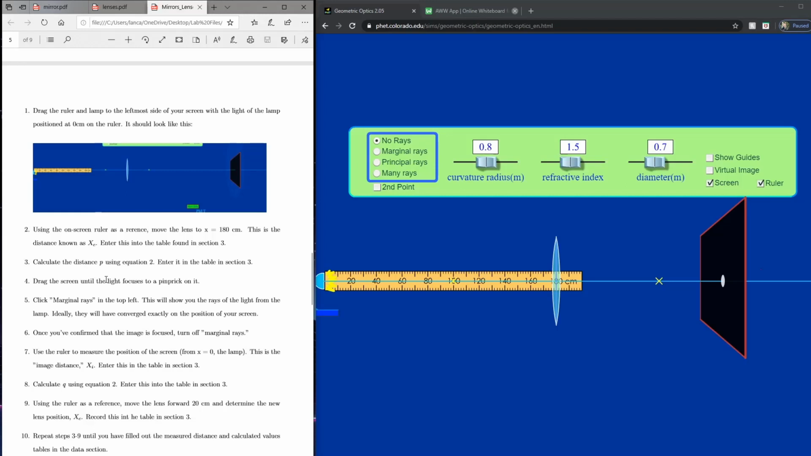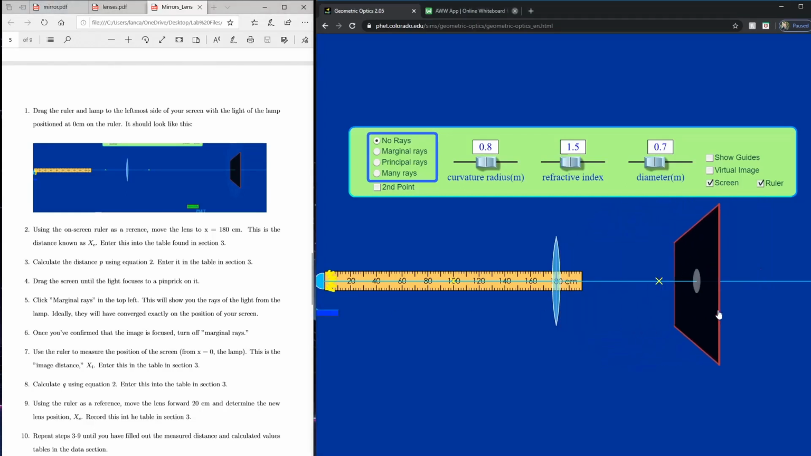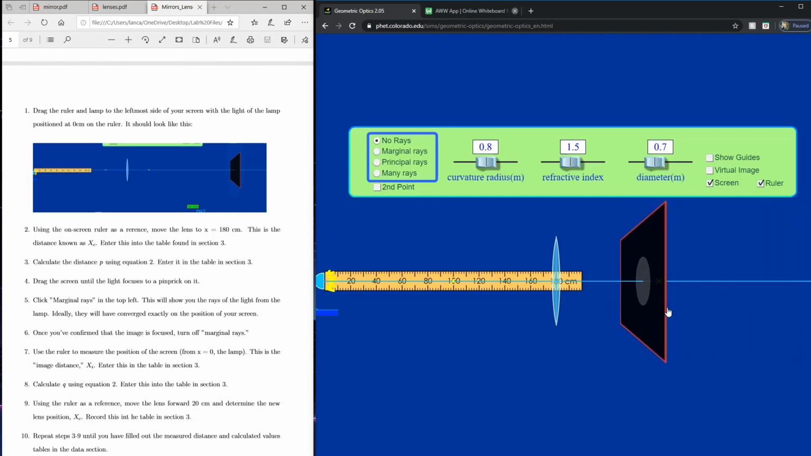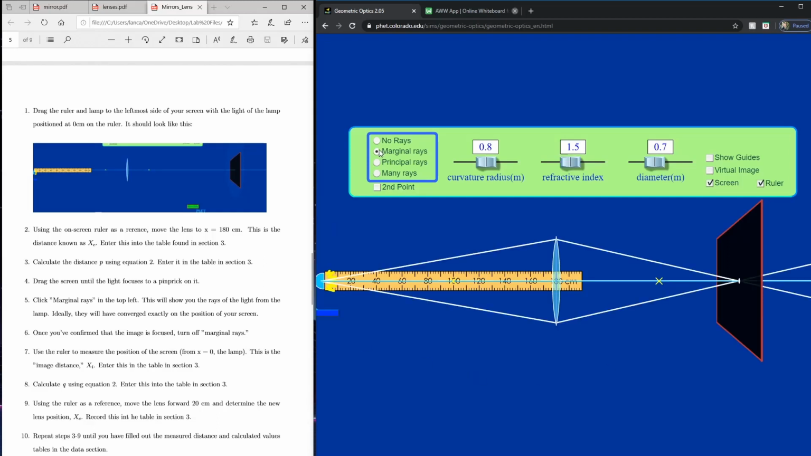Now it says to drag the screen until the light focuses to a pinprick on it. You can see as I drag it left and right, the image becomes more spread out or more focused, and we want to focus it as much as possible. So we're going to focus it. There we go. And then it says to click on marginal rays just to make sure that we've done a good job. So you can see we're right around where the rays recombine, so it looks like we've done an okay job.